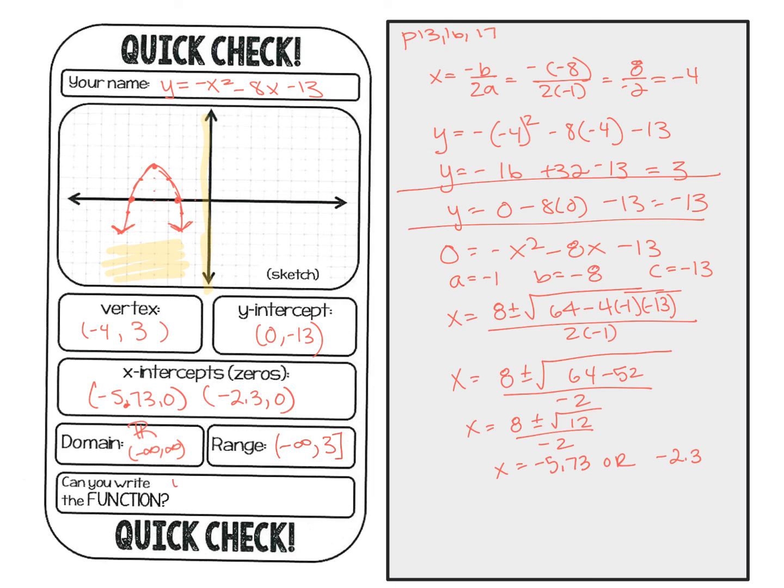On this one, I asked you to write it in vertex form. So to write this one in vertex form, remember vertex form is y equals a times x minus h squared plus k. So in this problem, my a is -1. You can write a negative or you could write -1. It doesn't really matter. Parentheses x minus the x-coordinate of my vertex.